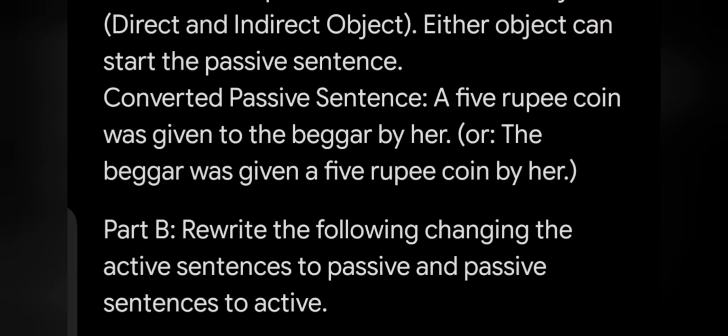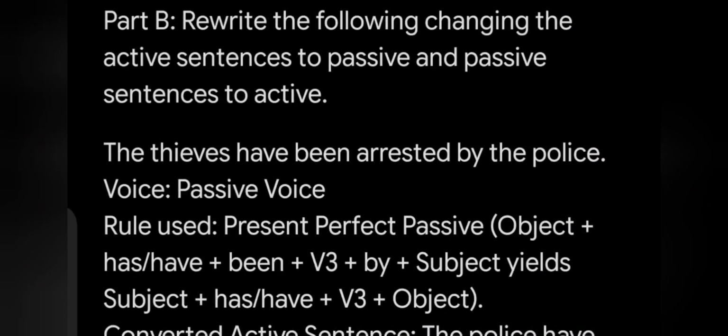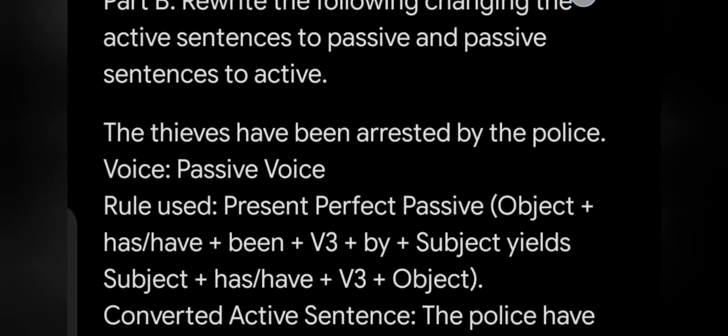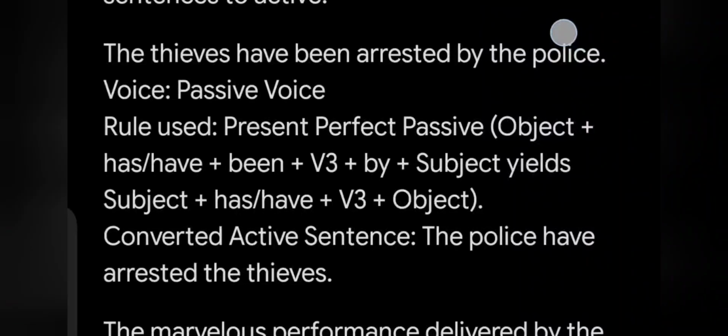Part B. Rewrite the following, changing the active sentences to passive and passive sentences to active. The thieves have been arrested by the police. Voice: passive voice. Rule used: present perfect passive. Object plus has/have plus been plus V3 plus by plus subject yields subject plus has/have plus V3 plus object. Converted active sentence: The police have arrested the thieves.